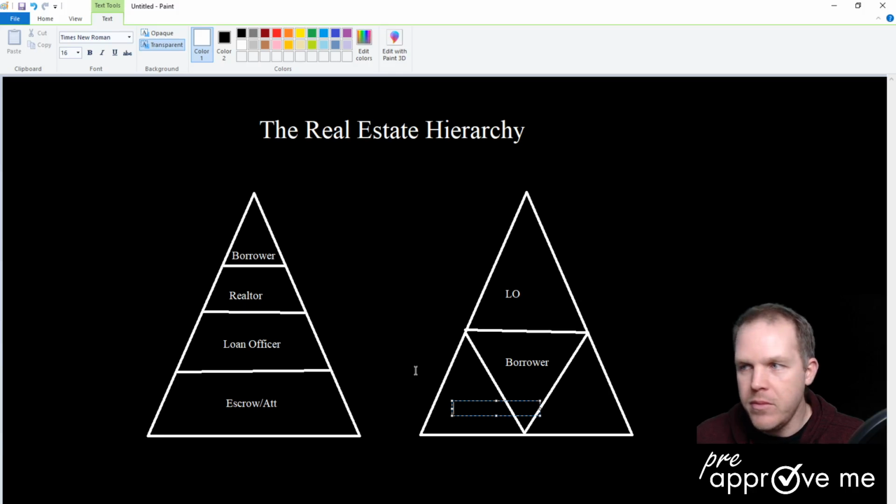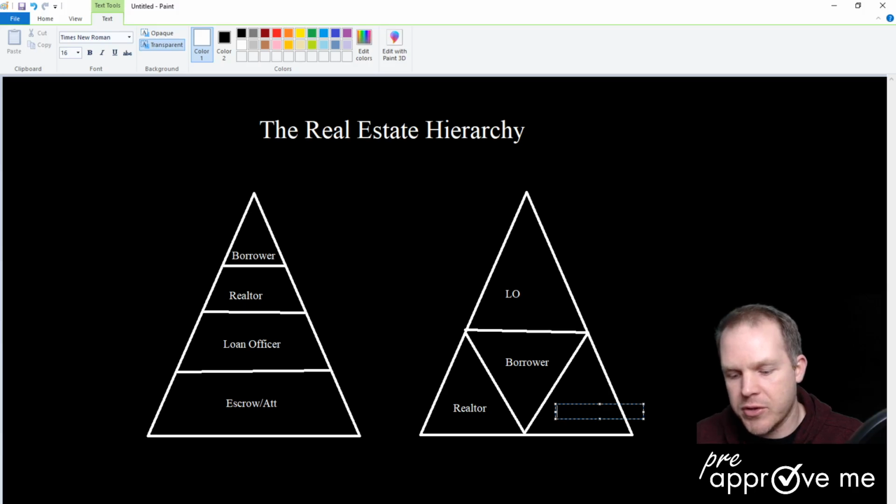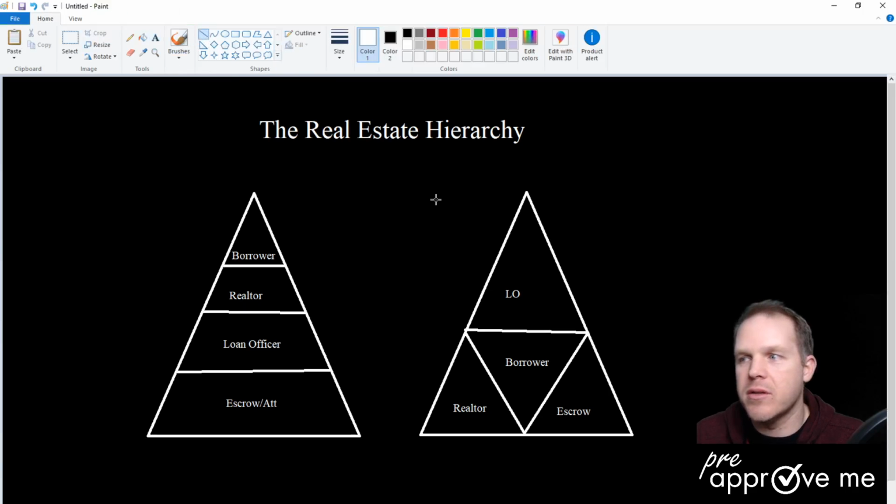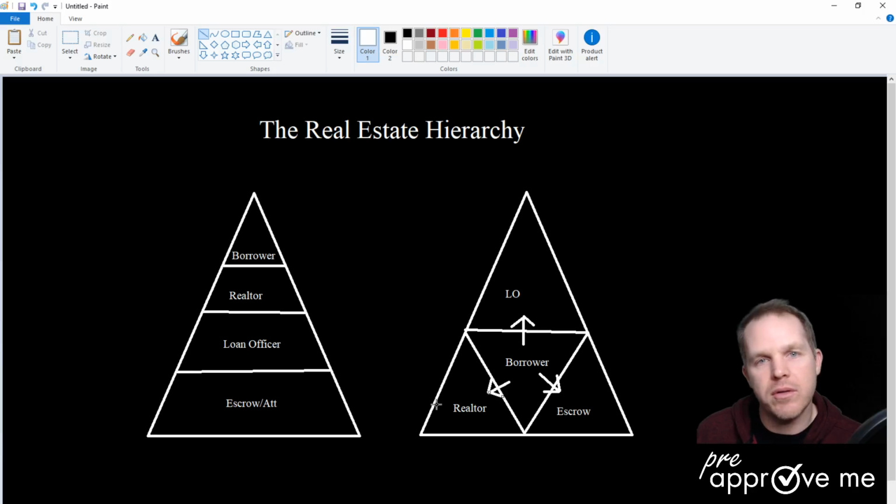So again, here's the new proposed hierarchy. We got realtors, borrowers, and loan officers, and then your escrow officer. All connected, guys. All connected to, again, the person who matters most in the transaction, okay? The borrower. No longer is the crap rolling downhill, so to speak. Okay? No longer is the realtor going to be the only one in control of the transaction. That's our goal. That is our goal.